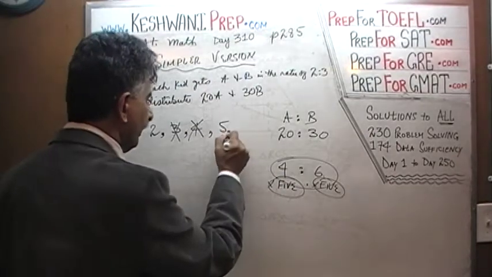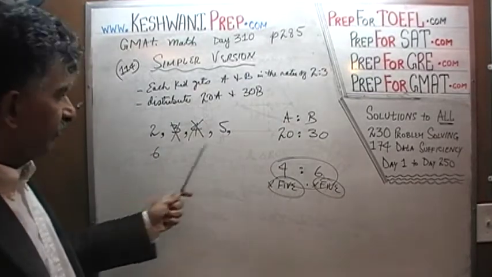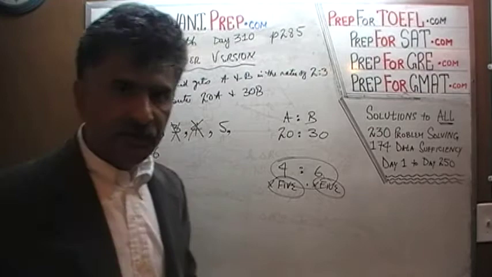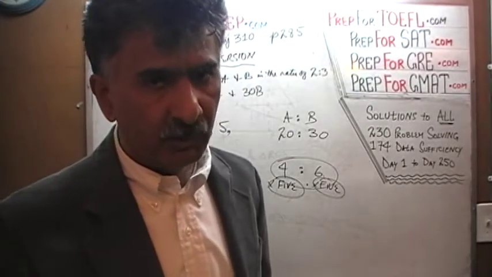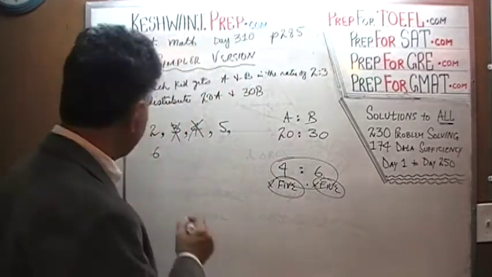Is it possible for us to have 6 children? The answer is no, because we can divide 30 by 6, but we cannot divide 20 by 6. We are assuming here that we are not giving out a third of an apple or a third of a banana. We are dealing with whole numbers, with integers. Do you understand? 6 is not possible.